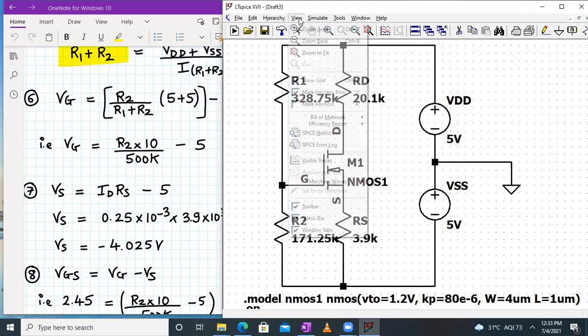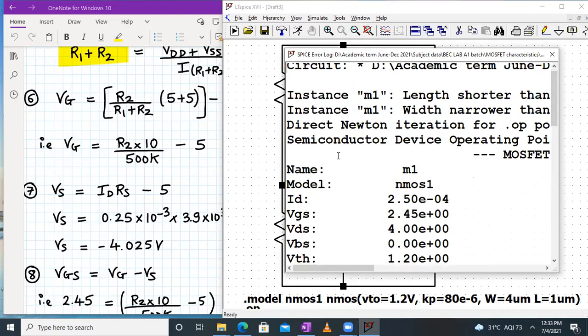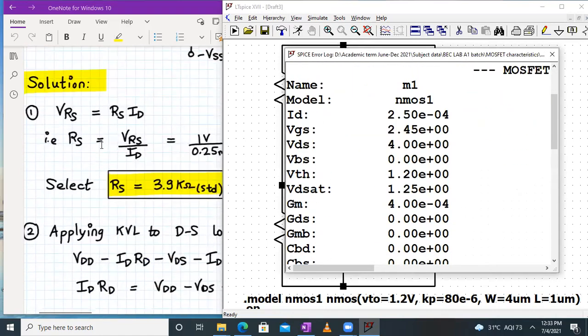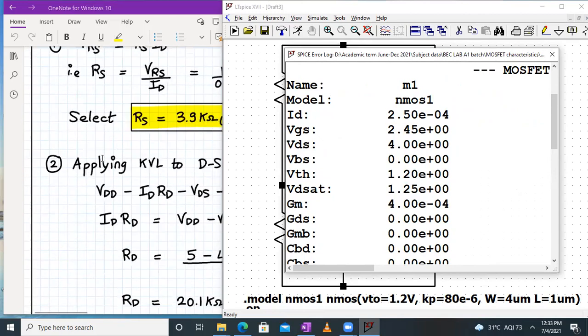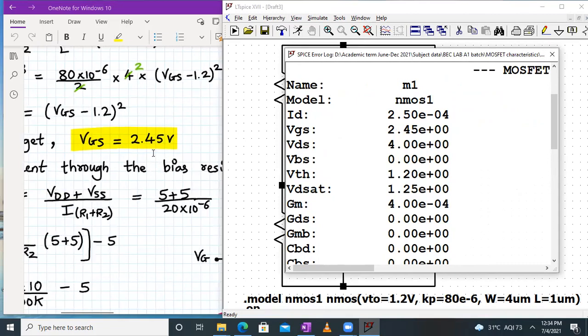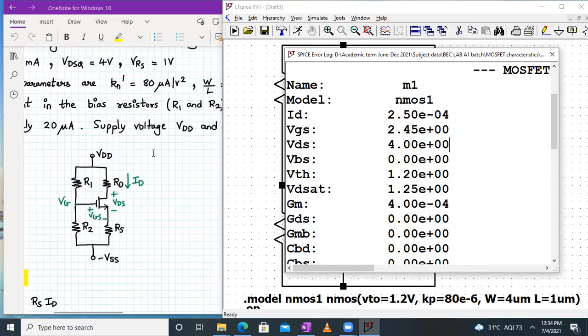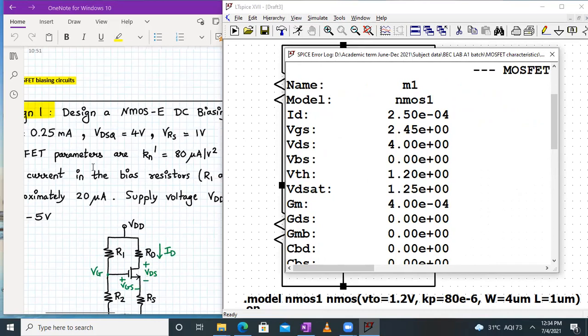Okay. Now let us check the remaining parameters. So we'll go to view, check the spice error log. Now we can check the value of ID, which has to be designed. ID value has to be 0.25 milliamperes, and it's coming 0.25 milliamperes. VGS is coming 2.45. Well, we also got it 2.45, and then VDS is 4 volt. Whether they have given the value of VDS, yes, VDS is coming as 4 volt. And VTH is 1.2, which we have defined. So all the values are coming correctly.